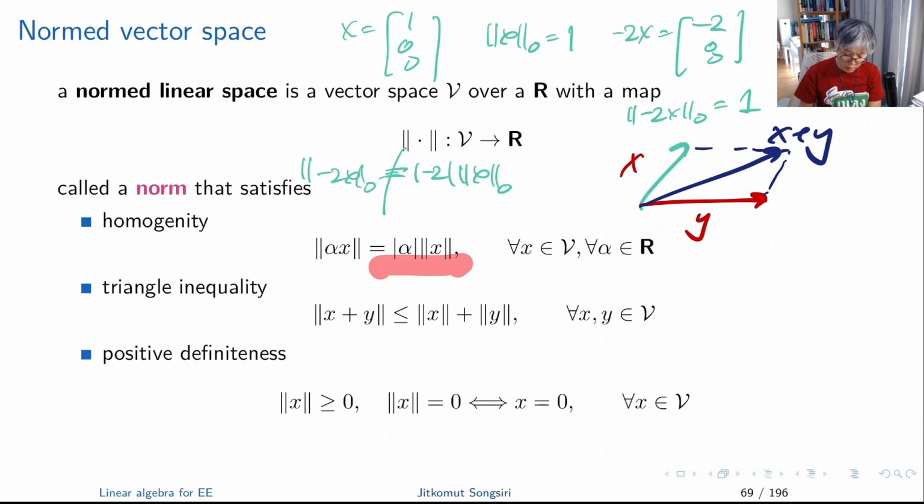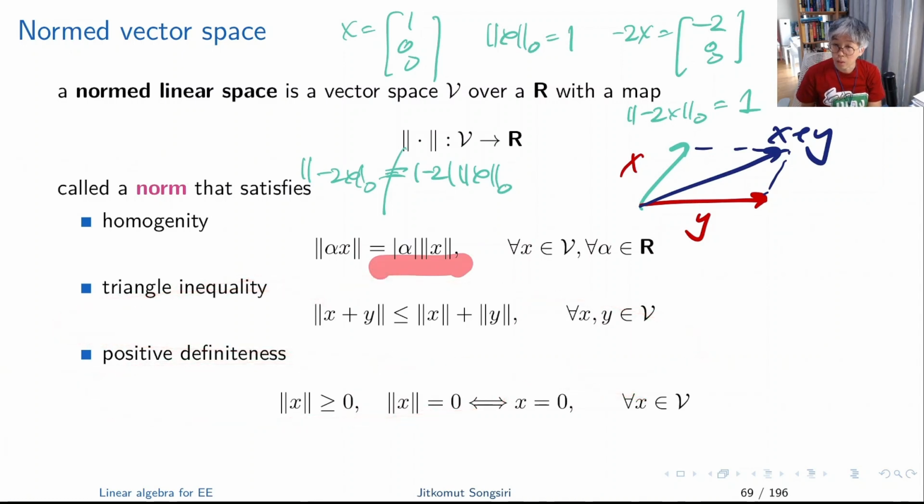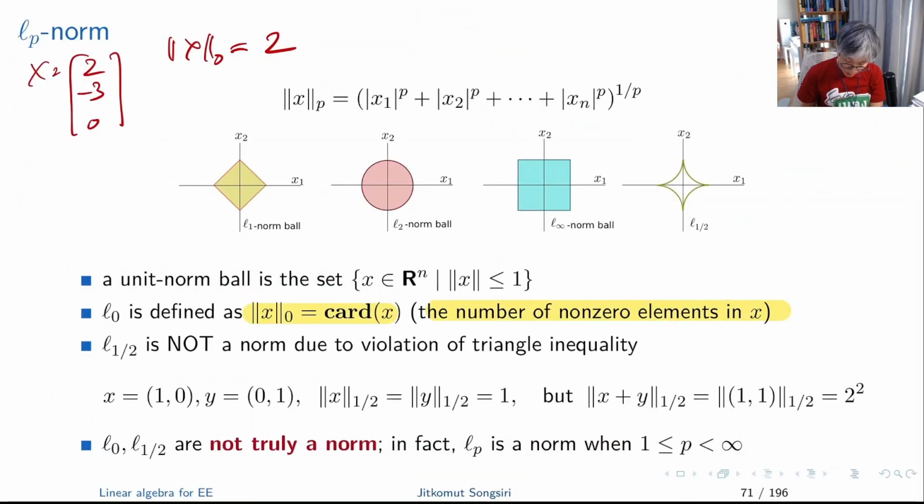So that's why the zero norm is not a norm. It seems that you can check the other conditions as well; for positive definiteness, the zero norm is satisfied. Okay. What about p equals 1/2? When p equals 1/2, it violates the triangle inequality.